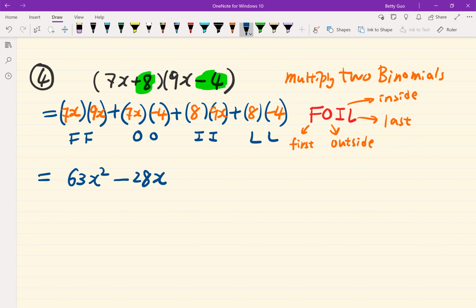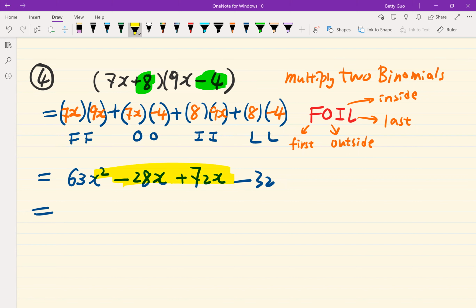Okay. Inside: 8 times 9x is 72. Bring down x. Last term, 8 times -4. Positive or negative? Make sure you know this is 8 times -4. This is not a minus 4, okay? Okay, look at this result. Do we have anything to combine?